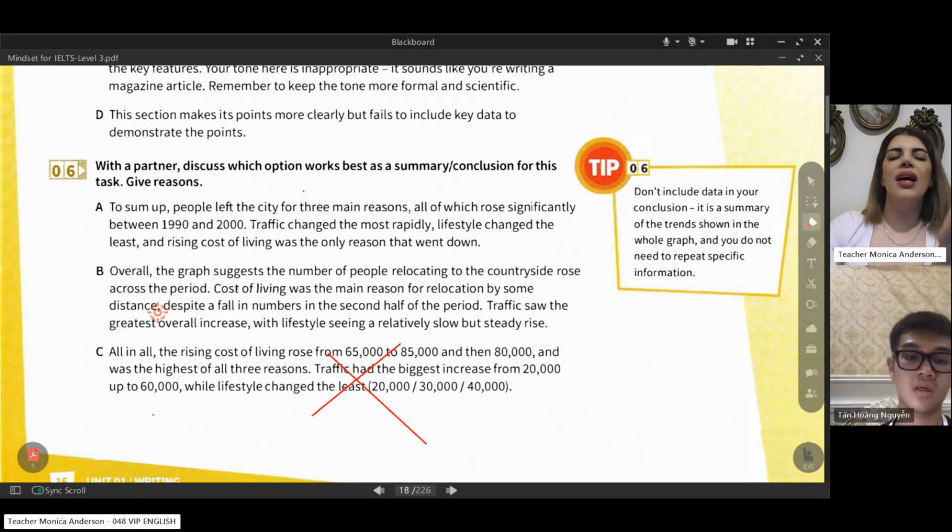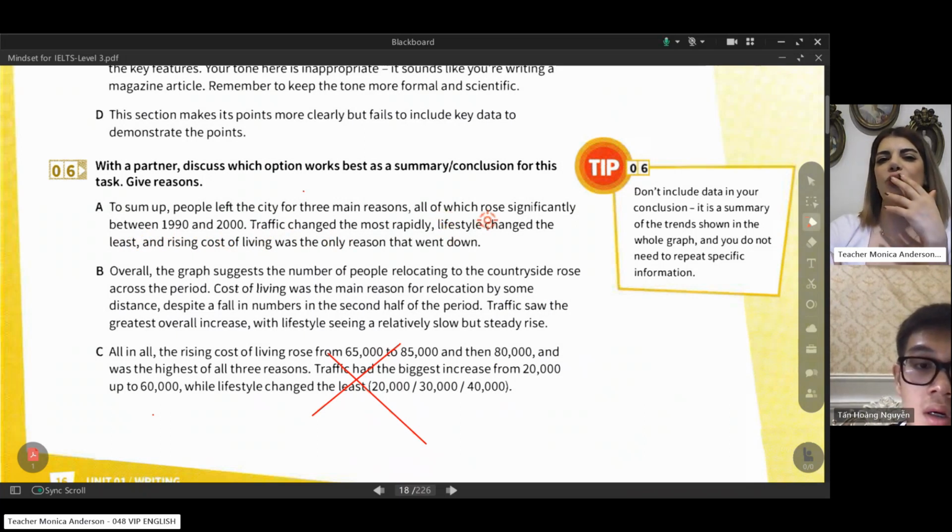Very good. So, as you can see about the second one: to sum up, people left the city for three reasons, all of which were significant. Which significant? This is a mistake. This is misreporting, not correct information. We know all of which rose significantly between 1990 and 2000. No, of course not. So, mistake, wrong information.